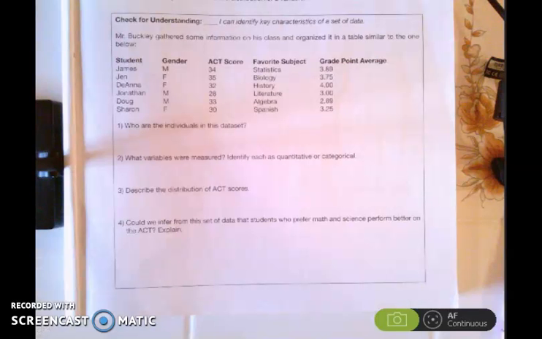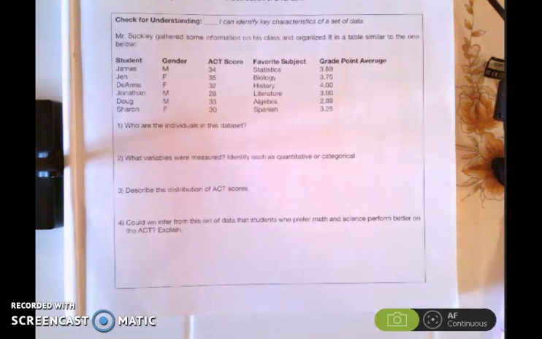So again, examples of those first three learning targets: who are the individuals? If you read through this, Mr. Buckley gathered some information on his class. So the individuals are the students in the class. What are the variables being measured? Gender, ACT score, favorite subject, grade point average. Identify them as quantitative, categorical.